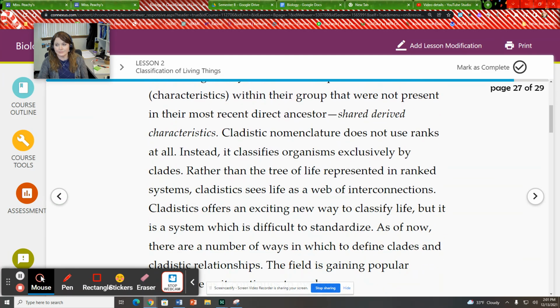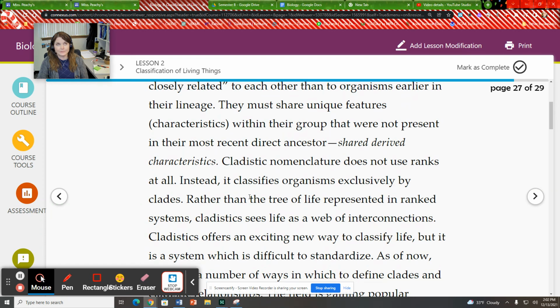We look at something called shared derived characteristics. These are characteristics that are hereditary, that are passed on from generation to generation, and it allows us to see commonalities that have been passed on throughout history. For example, an example of a shared derived characteristic would be an organism that has four legs, or four limbs, right? We can look at a group of organisms that all share those four limbs in common.